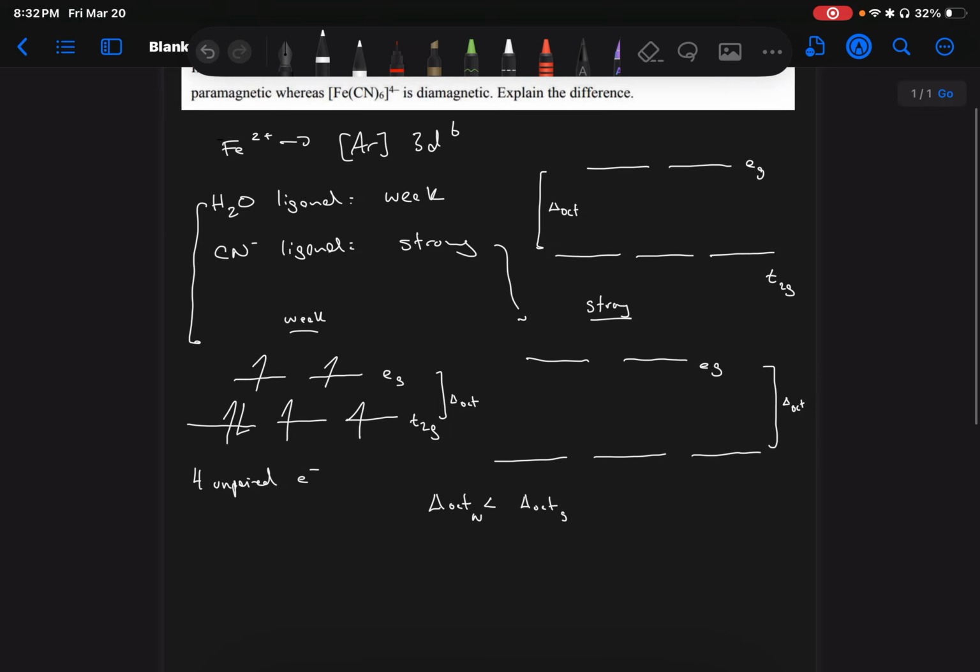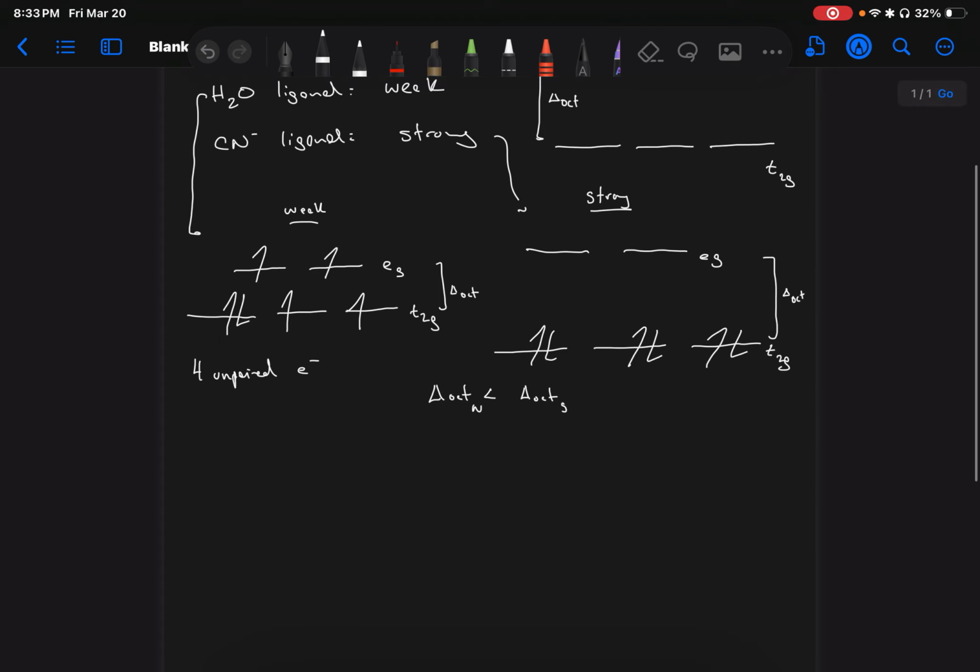Now let's fill in the strong field ligand, which is cyano. We've got 1, 2, 3. But the difference here is that delta octahedral is large, so the electrons will not fill up into the EG level and will rather double up in the T2G level. So we've got 1, 2, 1, 2, 3, 4, 5, 6. In this case, we have 0 unpaired electrons.